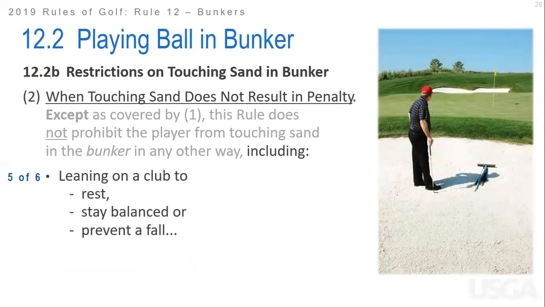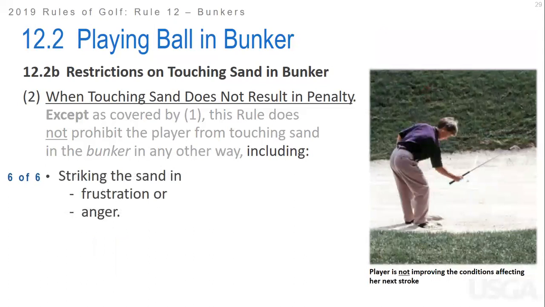The player is allowed to lean on a golf club to rest, stay balanced, or prevent a fall. So let's say you're walking into a really steep bunker and you think you're going to trip, you can use the club as a brace or like a cane. Lastly, the player is allowed to strike the sand in frustration or anger. Now, I will say that there could be times when a committee puts a player conduct policy in place that would prohibit this. So I would just recommend not going overboard, because the last thing we want is damage to the golf course or outbursts that are unprofessional.